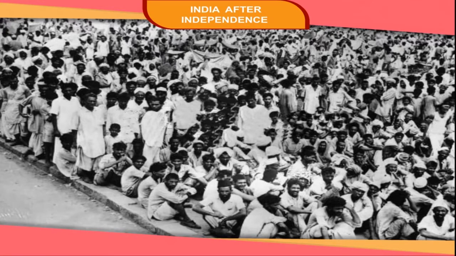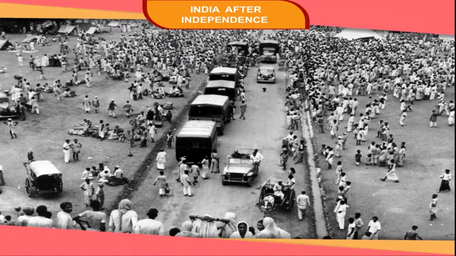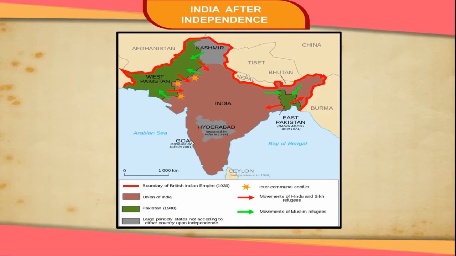There were more than 500 states of varying sizes and population. Some were as big as a province of modern India, while some others were quite small in size. All the states in free India except Kashmir, Hyderabad and Junagadh joined the Indian Union.